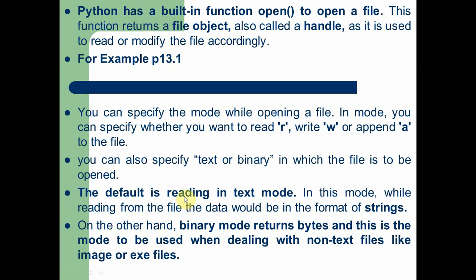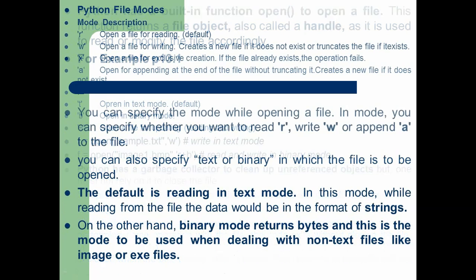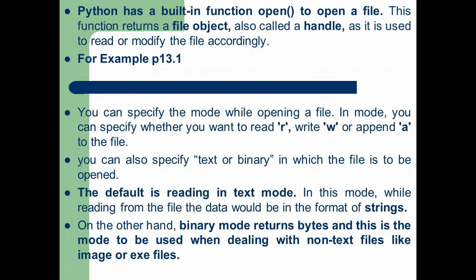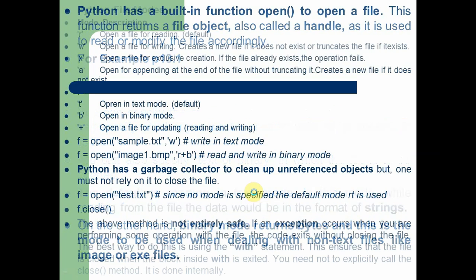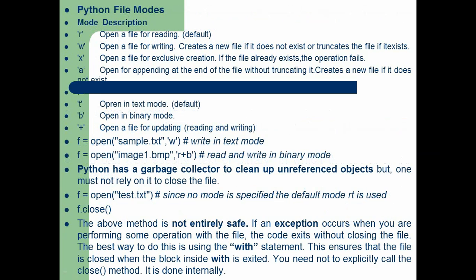The default is reading in text mode. In this mode, while reading from the file, the data is in the format of a string. On the other hand, binary mode returns bytes, and this is the mode to be used when dealing with non-text files like an image or exe file. So there are two modes for reading a file in Python: binary mode, used for reading image or exe files, and text mode, used for reading text files only. First we try to understand the text file mode.